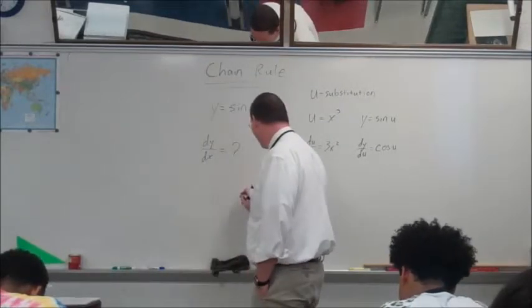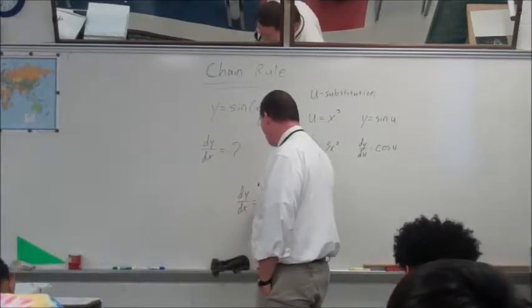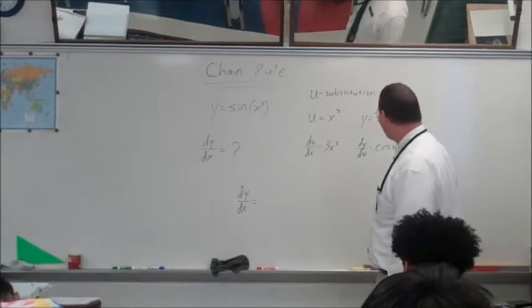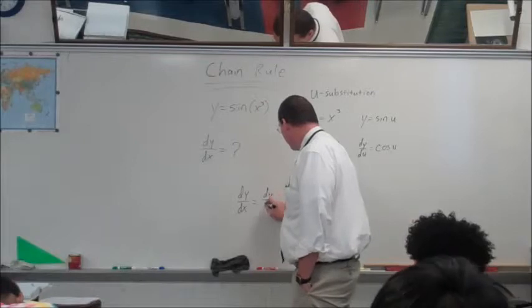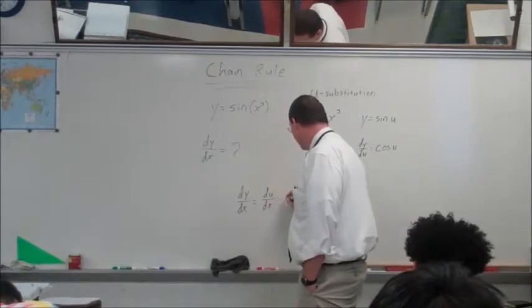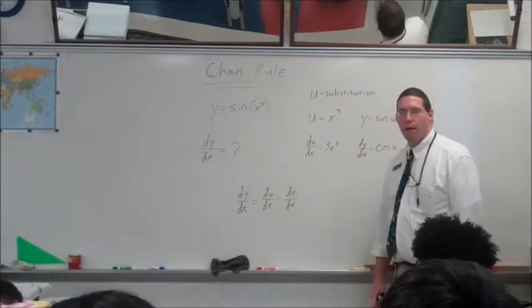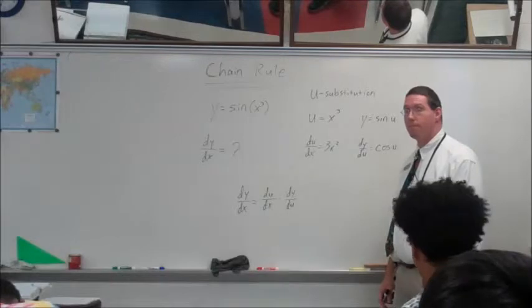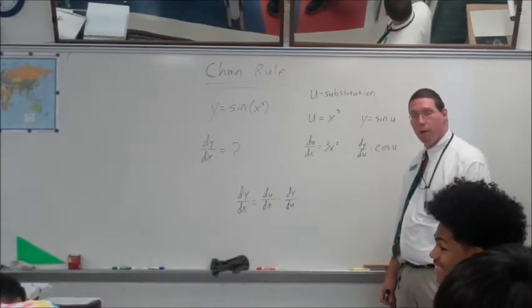Here's the fun part. Dy dx is equal to, I'm just going to make the true statement, then explain it to you. Dy dx is equal to du dx times dy du. I will take your word for that. No, you don't have to take my word for it. I'm about to prove it to you.